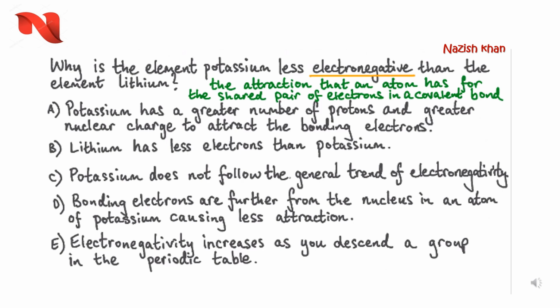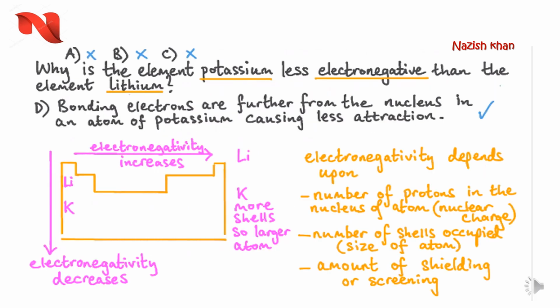In this question, we're being asked to compare the electronegativity of two elements. Remember that electronegativity is the attraction that an atom has for the shared pair of electrons in a covalent bond, kids. To answer this question, we'll check the validity of each statement against the main factors that influence electronegativity. Electronegativity depends on the number of protons in the nucleus of an atom, sometimes referred to as the nuclear charge. It also depends on the number of shells occupied, which influences the size of an atom and also the amount of shielding or screening taking place in that atom.